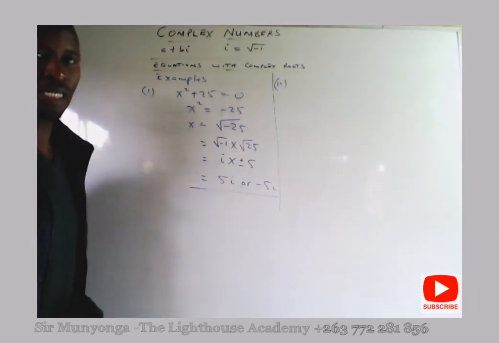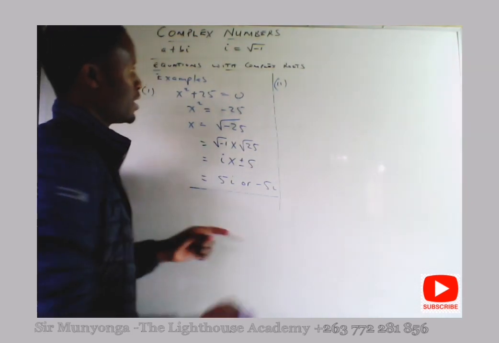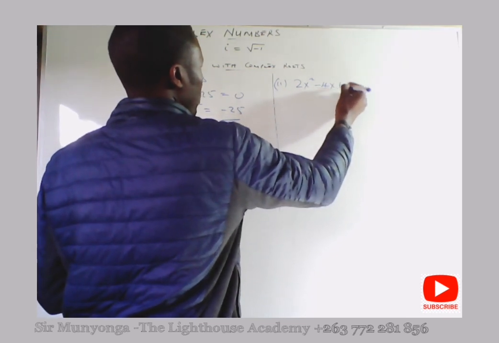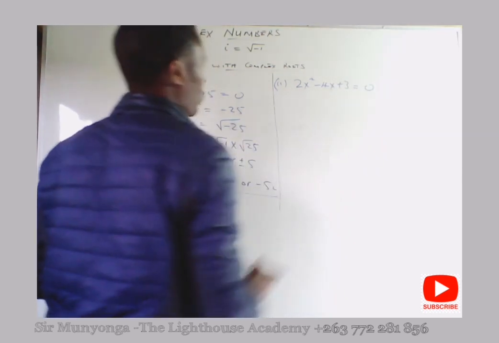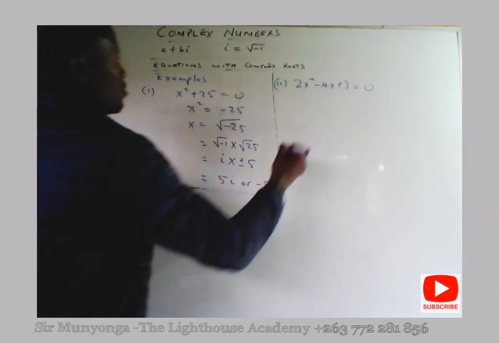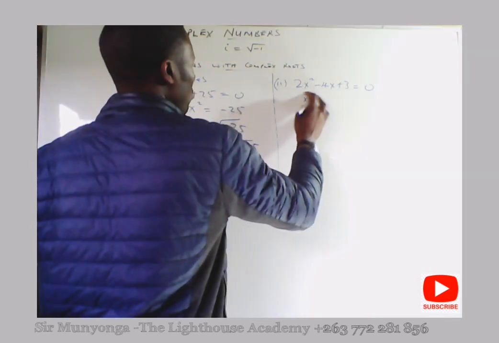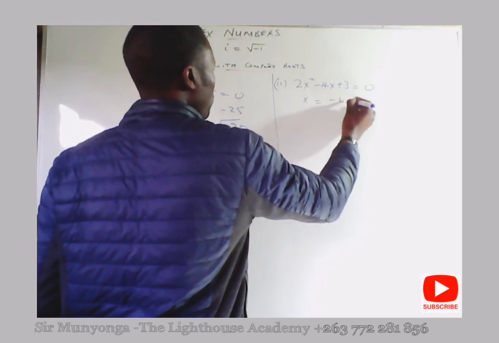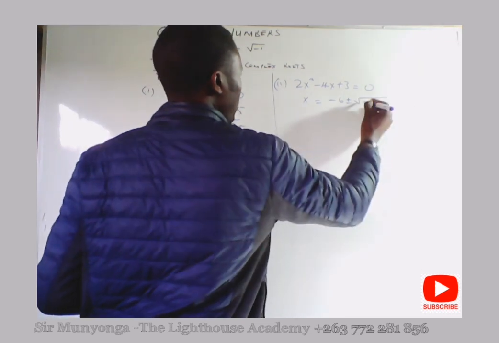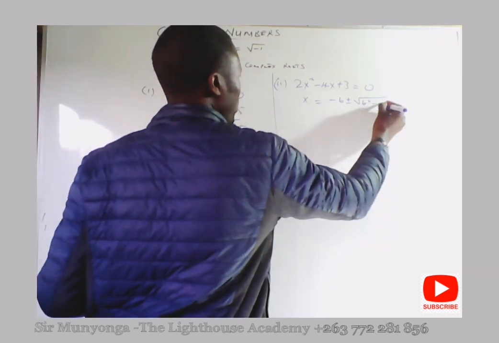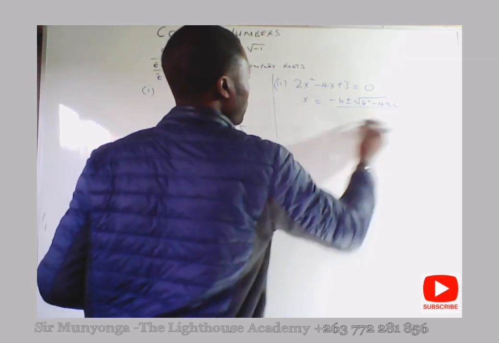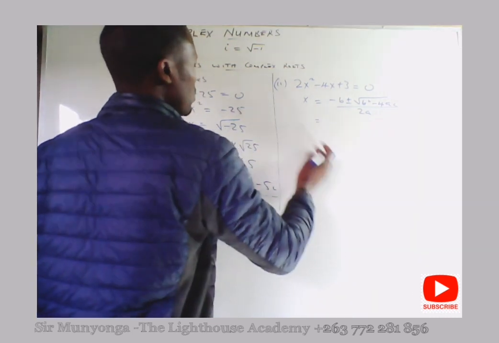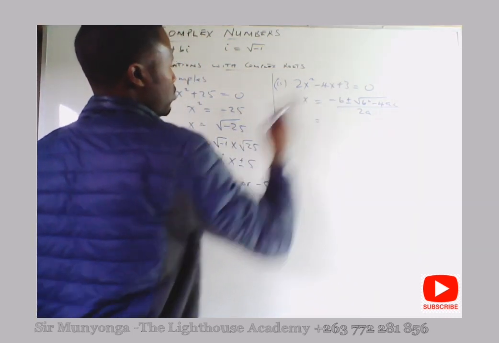Let's have a look at example 2, which is a bit complicated as compared to the first example. The second example will be 2x squared minus 4x plus 3 is equal to 0. So let's make use of the quadratic formula to get the roots. The roots will be given as x is equal to negative b plus or minus the square root of b squared minus 4ac all over 2a. So let's substitute our a, that's 2, our b, minus 4, our c, that's 3.